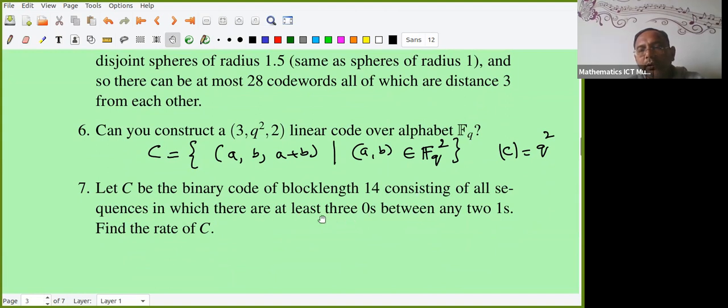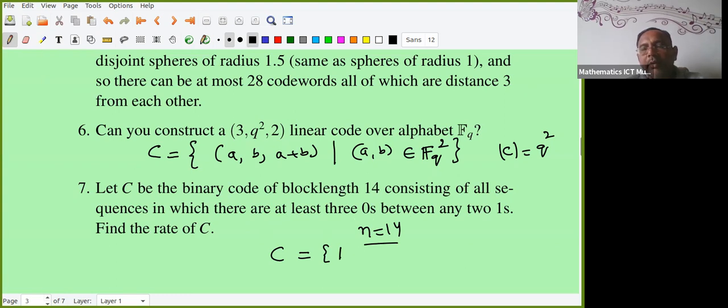Okay. Now let's see the binary code with block length 14 consisting of all sequences in which there are at least 3 zeros between 2 ones, and find the rate of C. Okay, I'll complete it a little faster. So I want a code of block length 14, which means n equal to 14. So I am constructing the code C. What does this contain? All sequences in which there are at least 3 zeros between 2 ones.